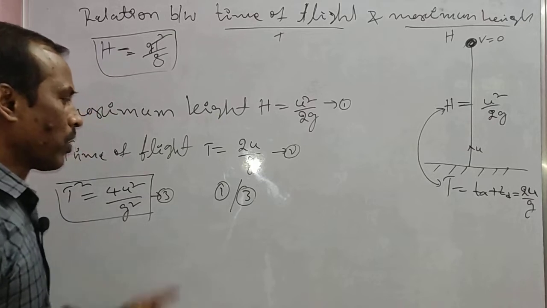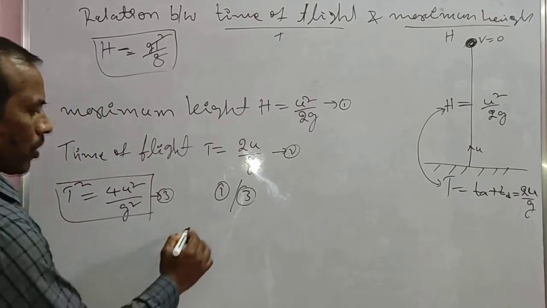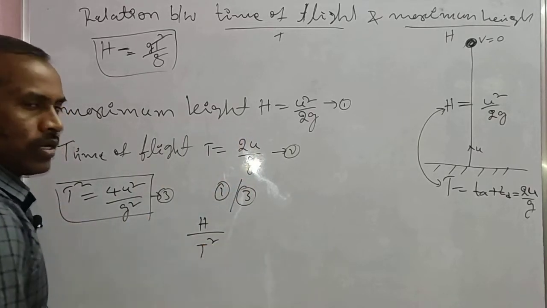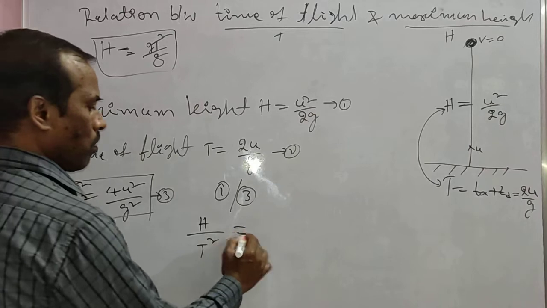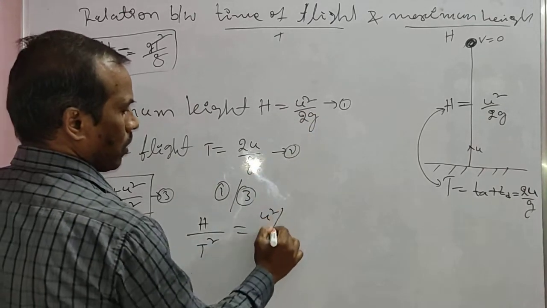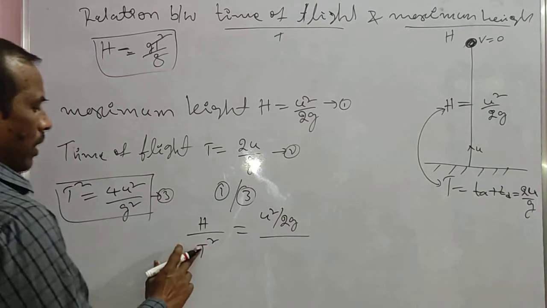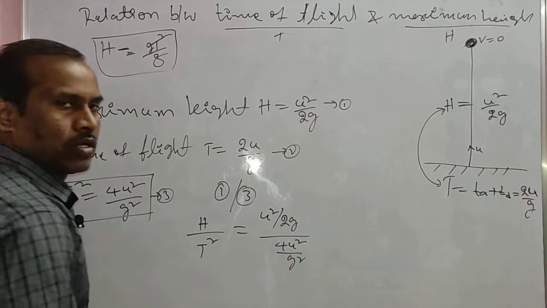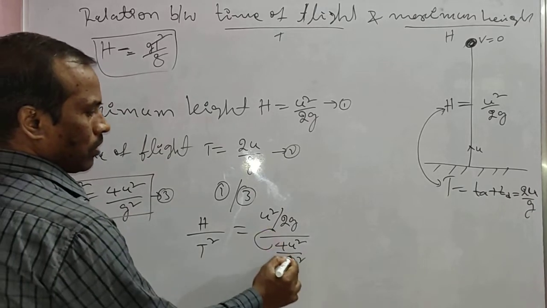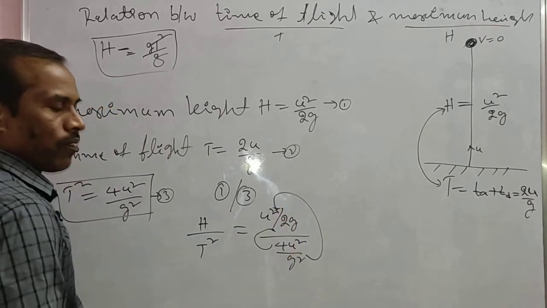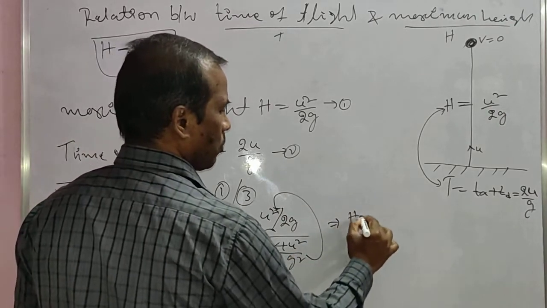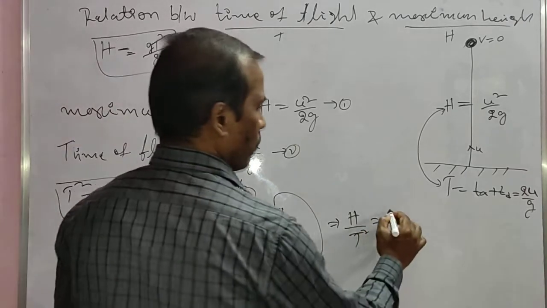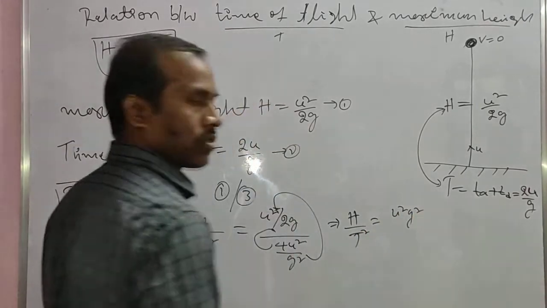So, equation 1 by equation 3, we will get h by T square, the time of flight square, is equal to the value of h, u square by 2g, divided by the value of T square, 4u square by g square. Now simplifying, h by T square is equal to simply 4u square by g square.